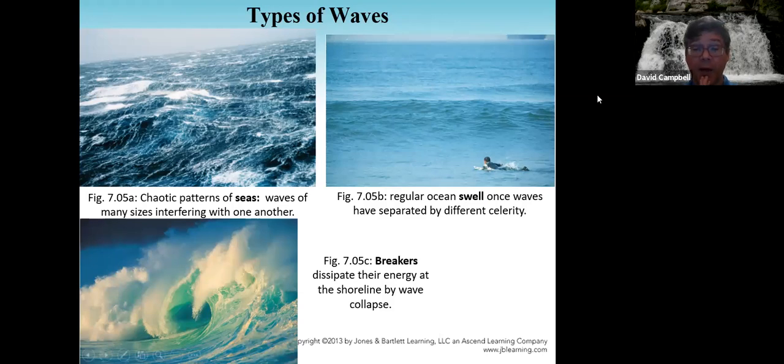Celerity and patterns related to it help explain different patterns of waves that you can see. In some places, we see all sorts of different waves all jumbled up together in a relatively chaotic pattern, and these are referred to as seas. We just had a definition of seas as relatively enclosed areas of the ocean with significant influence from the surrounding land. And here we have a type of wave condition called seas.